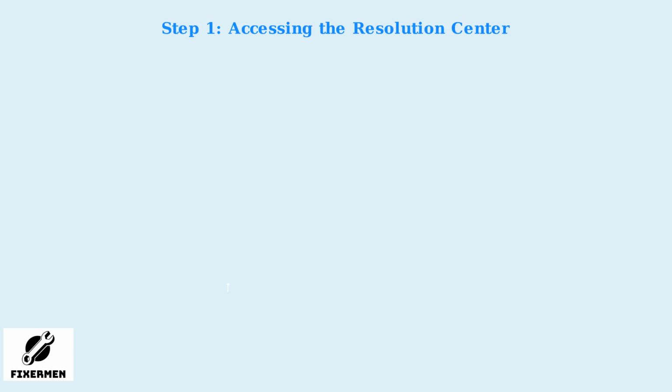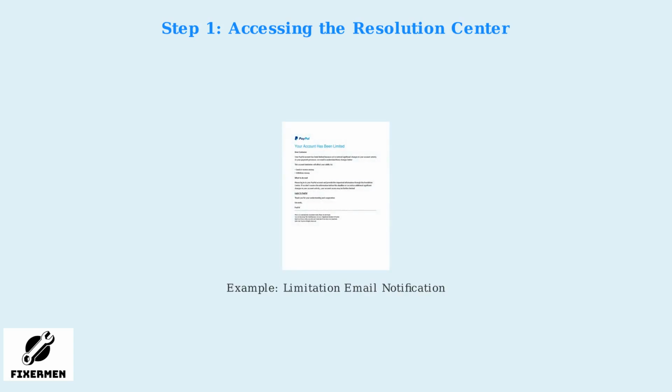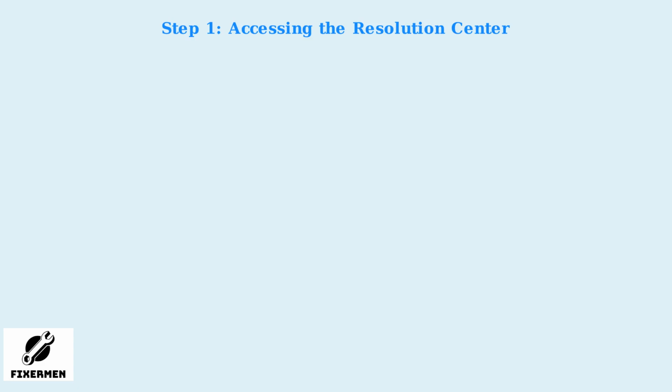When your PayPal account is limited, you'll typically receive an email notification explaining the limitation and directing you to take action. This email will inform you about the specific restrictions on sending, receiving, or withdrawing money. The first step to resolve this limitation is to log into your PayPal account. You can do this through the PayPal website or mobile app using your email address and password.